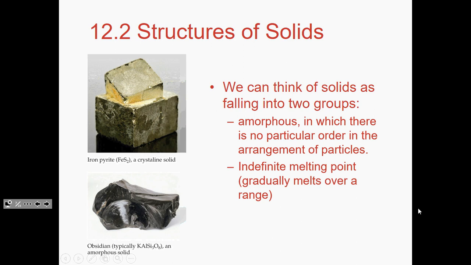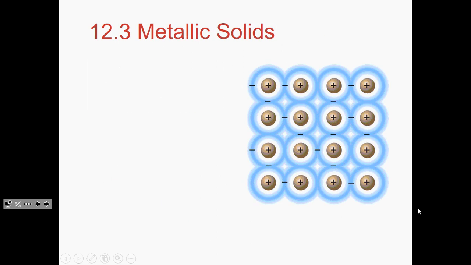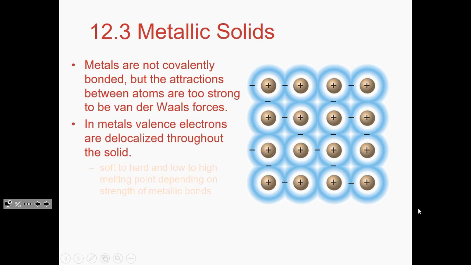So they gradually melt over a range as different parts of the solid are turning into liquids, and the overall substance is becoming less solid-like and more liquid-like until eventually you'd say, well, it's not a solid at all, it's a liquid. So it has a non-ordered arrangement, unlike crystals, and therefore it has a melting range, not a melting point. Now, our first type of solid we're going to look at is a metallic solid.